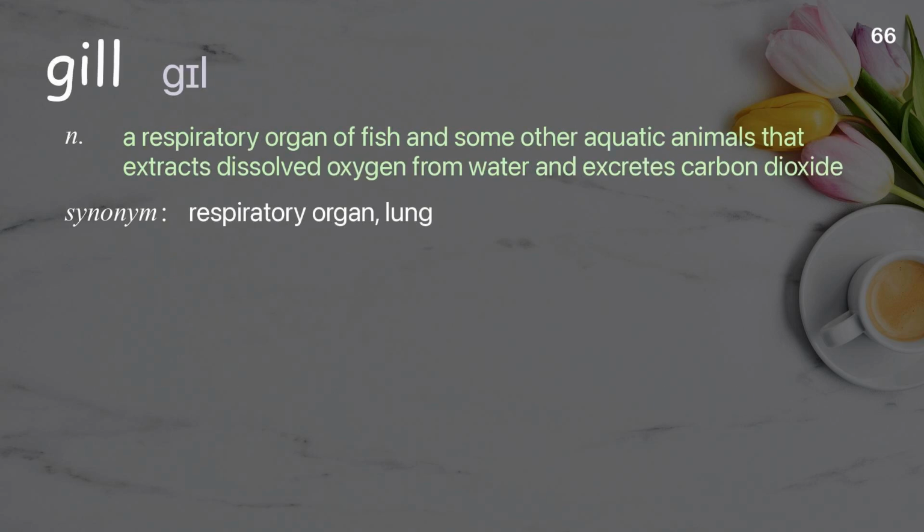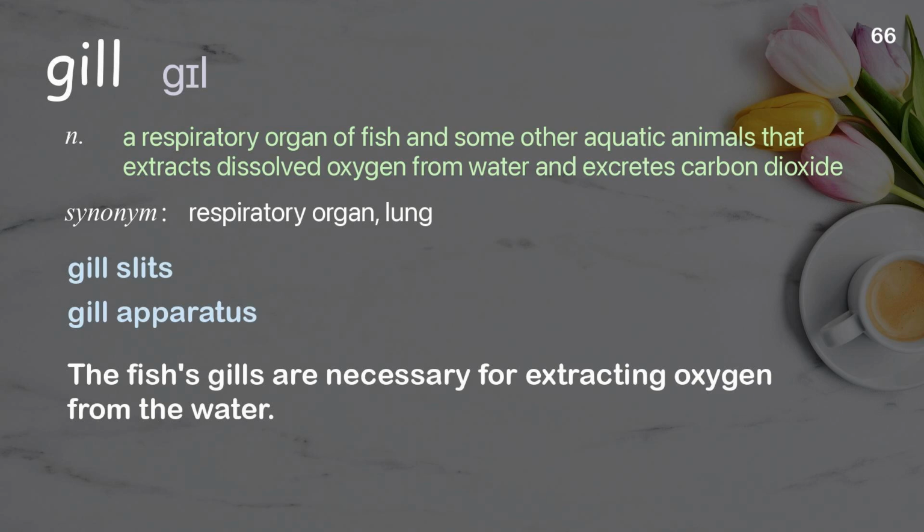Gill: a respiratory organ of fish and some other aquatic animals that extracts dissolved oxygen from water and excretes carbon dioxide. Examples: Gill slits. Gill apparatus. The fish's gills are necessary for extracting oxygen from the water.